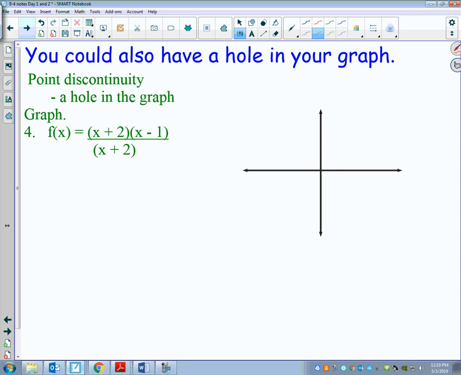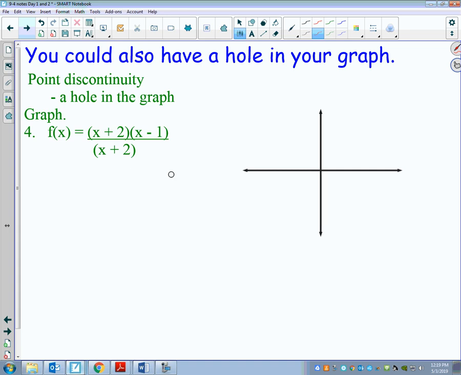The other option that could happen is instead of having an infinite discontinuity, which is what an asymptote is, you could have something called a point discontinuity. And a point discontinuity is not a line that your graph never touches, it's just like a hole in the graph. And an easy example of that is if you have an equation that you can cross something out in both the numerator and the denominator.